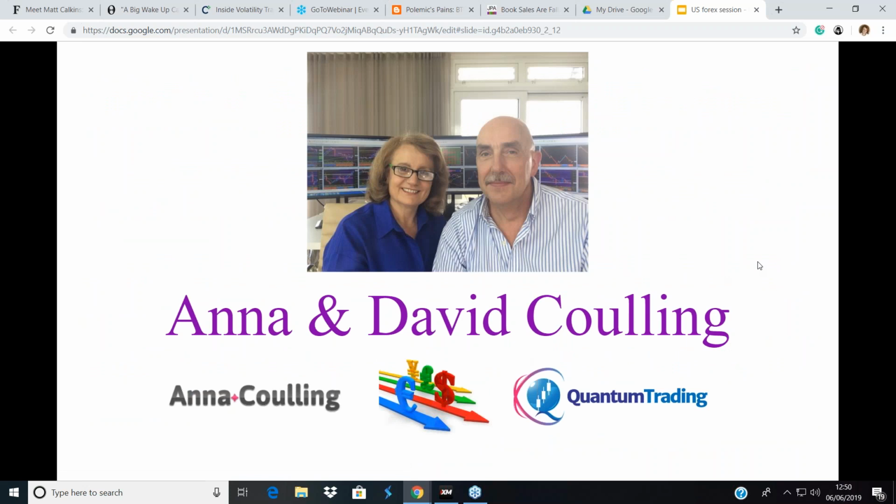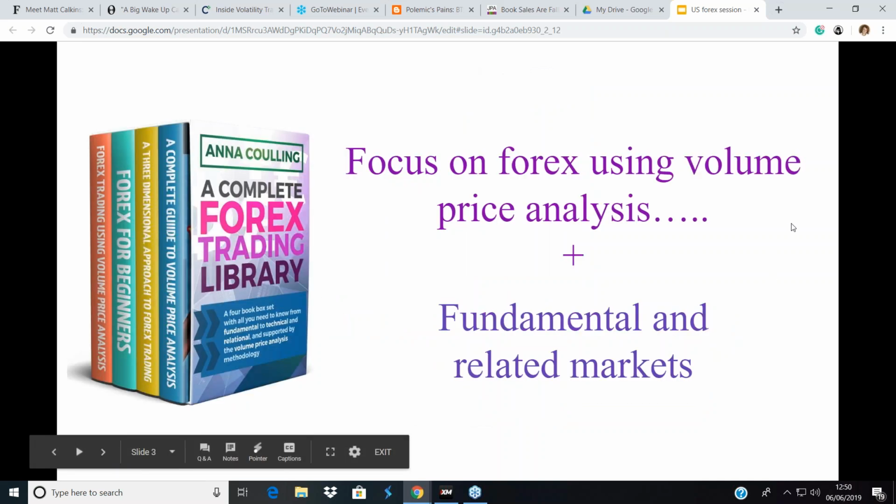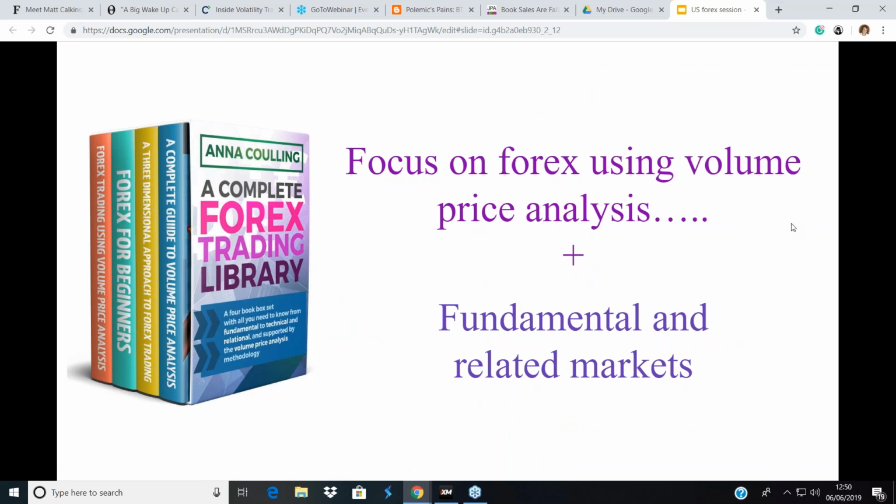We will be looking at the charts through the prism of volume price analysis, supported by our quantum indicators. Those of you who have never come across the methodology before, it's all explained in the various books that are on Amazon. For Forex, we've bundled everything together into what we call the complete Forex trading library, because VPA is the foundation of your technical analysis. And onto VPA you can then add standard indicators.